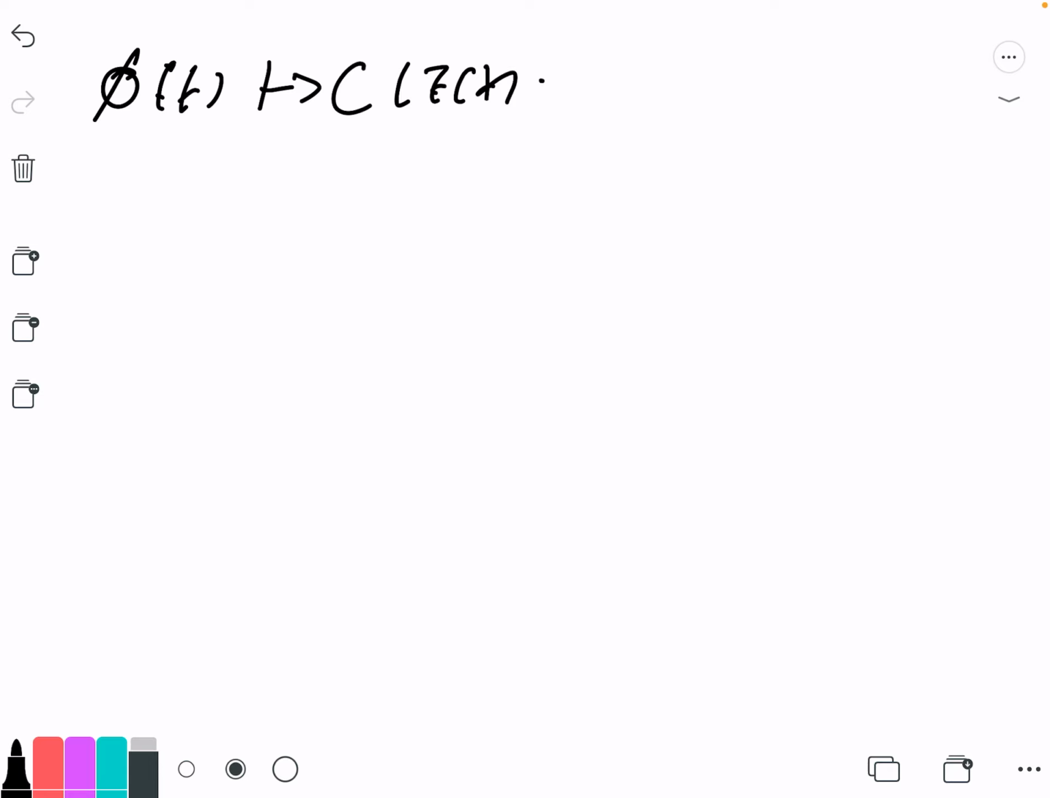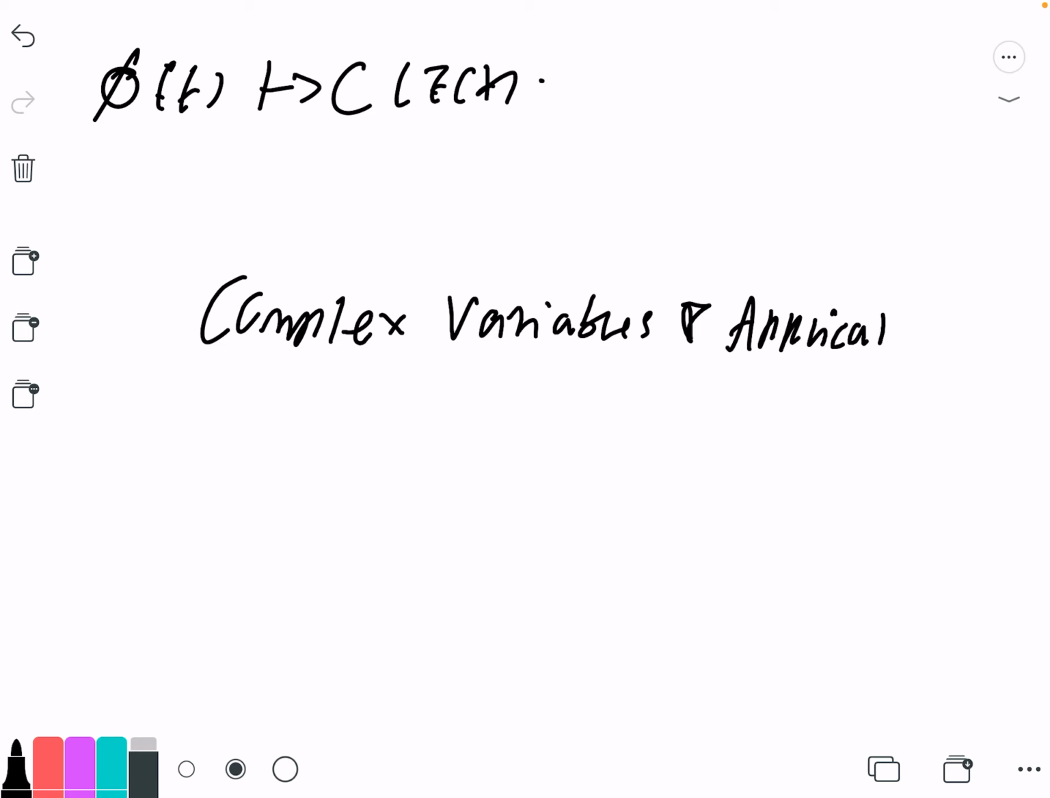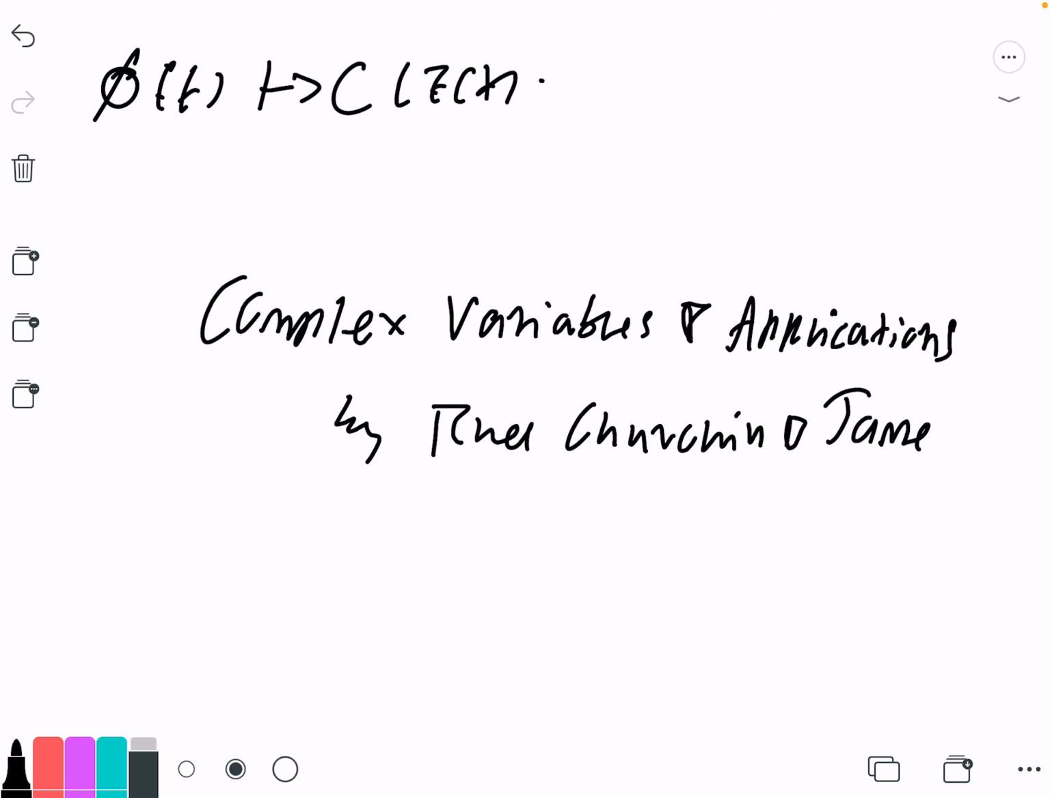As for sources, if you want to learn more, I would recommend that you read Complex Variables and Applications by Ruel Churchill and James Ward. That's the textbook I used for my complex analysis class. And I also did dip into a couple of notes from my complex analysis class. The lecture notes are pretty good.